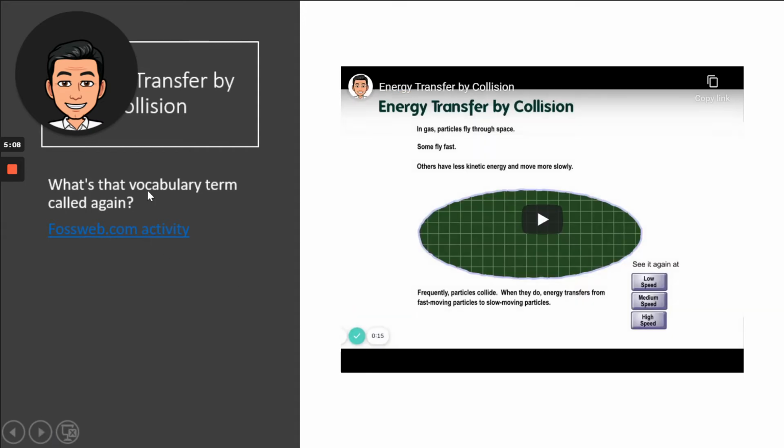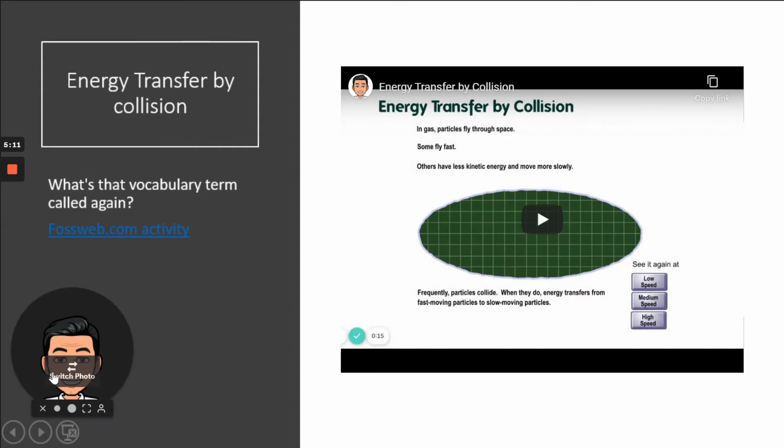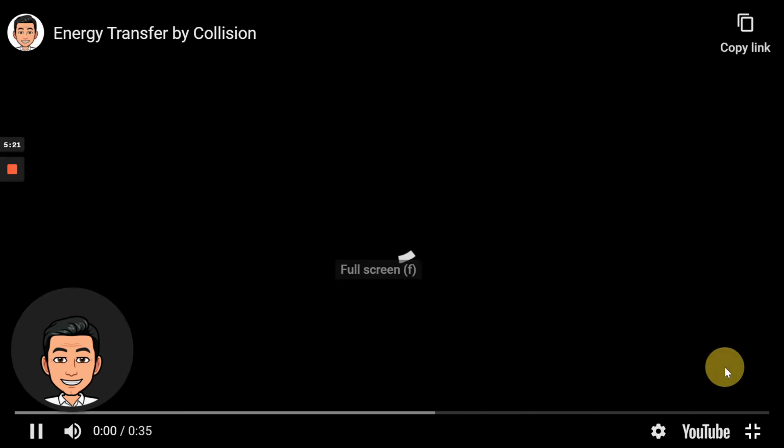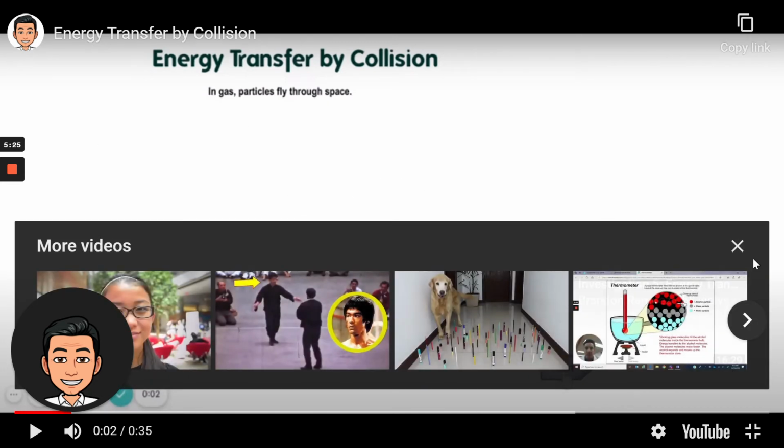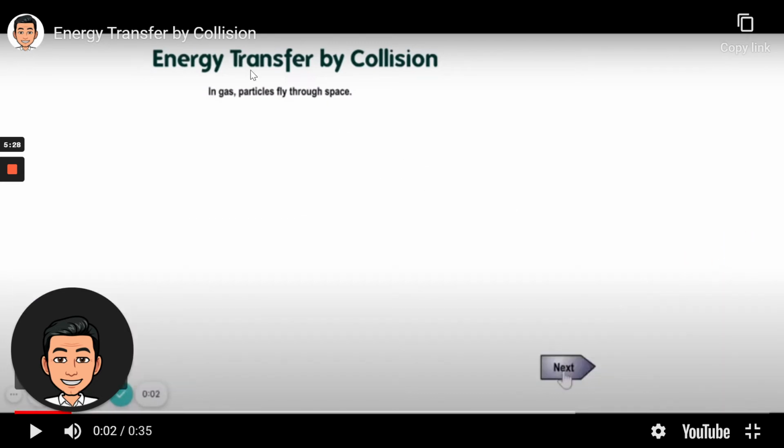And we're going to look at that in this example here. This is something you can do on FOSWEB as well. There's a link right here that will bring you to FOSWEB, and it's an activity called energy transfer by collision. All of you are able to access that if you log into FOSWEB. But let's look at it here. So in gases, and we've talked about gases a lot, particles fly through space.